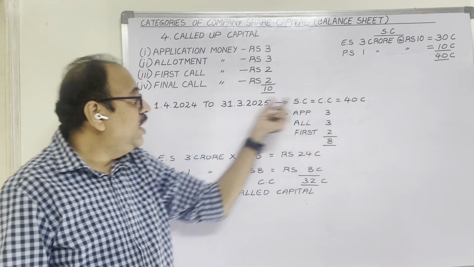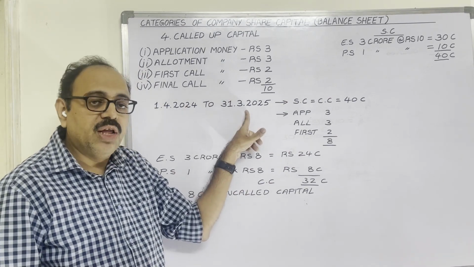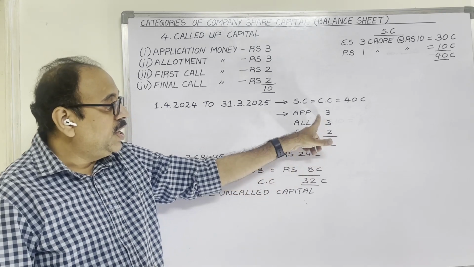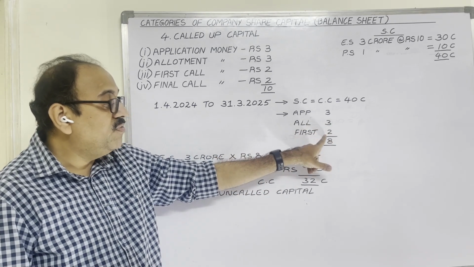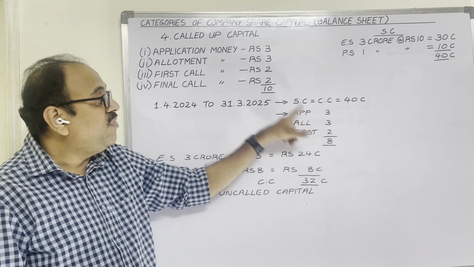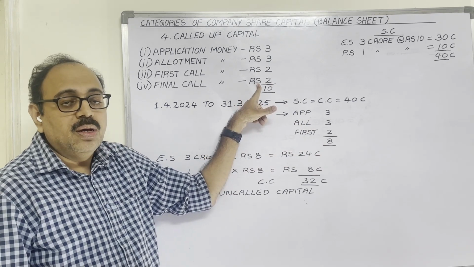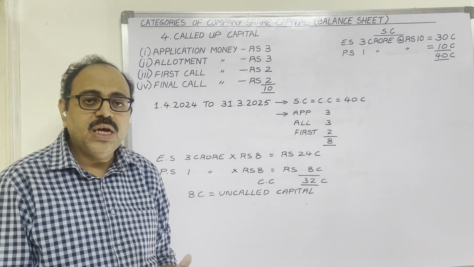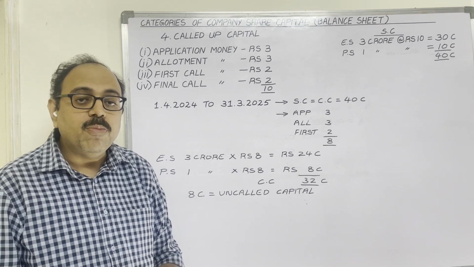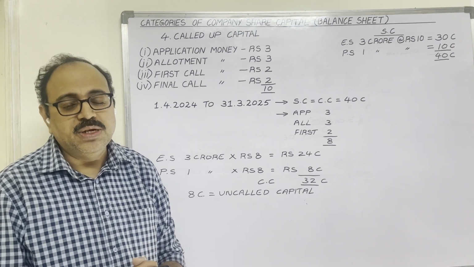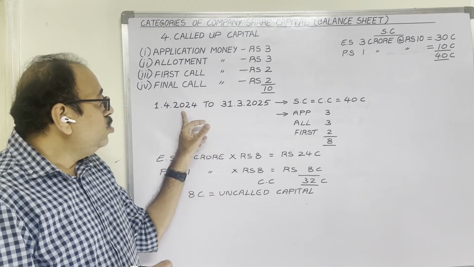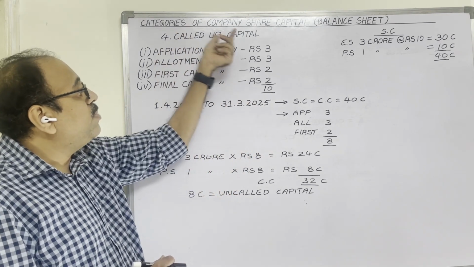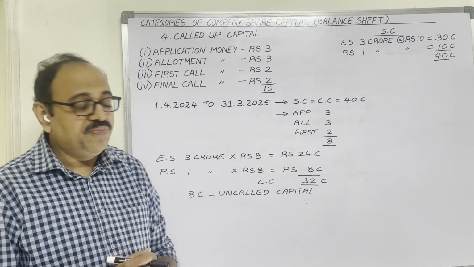Assume that in the current year 24-25, the company called only 8 rupees. So application money, allotment money, first call amount. The final call amount of 2 rupees, the company is going to call in the next year. On both equity shares and preference shares, the company called only 8 rupees. In this case, in the 2024-25 balance sheet, as called up capital, how much amount should we show?